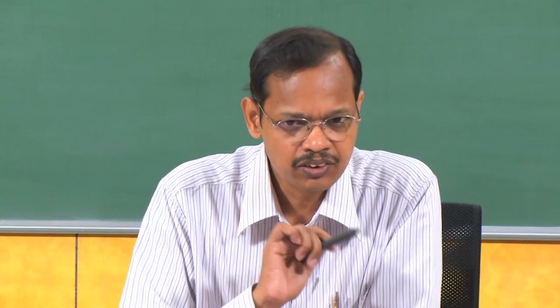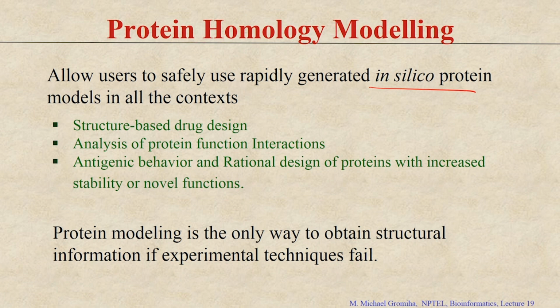If the structure is not available, then it is very important to have one. In this case, if you generate a model, this model could be used as a potential target for identifying lead compounds for drugs. In structure based drug design, it is required to have a model, and also to find protein functions, which residues are important for the several protein functions. You also require the structures to see the antigenic behavior and for the rational design of proteins with increased stability or functions and so on.